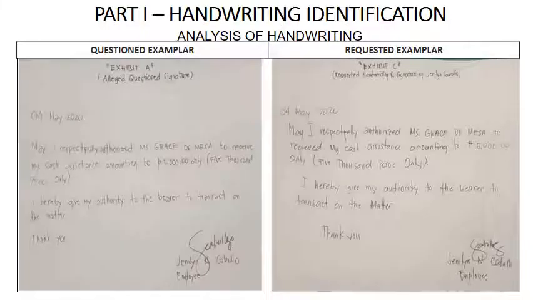With Exhibits A, B, and C, the alleged questioned authorization letter, the requested signature specimen of the complainant, and the requested specimen of the handwriting and signature of the complainant, we first analyze Exhibit A against Exhibit C. Notice the differences and the individual characters different from each other.